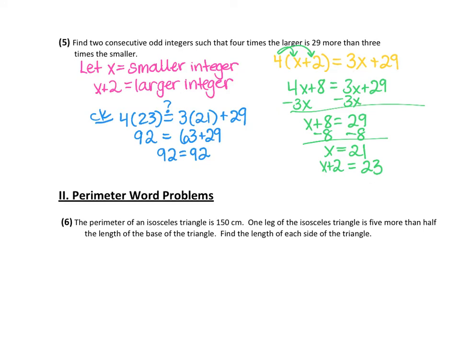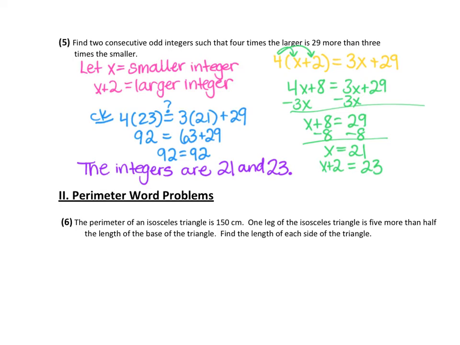So now all we have left is to write our sentence. So we can just answer the question. It says find the two consecutive odd integers. We can say the integers are 21 and 23.